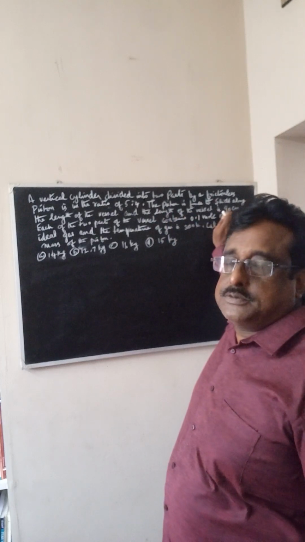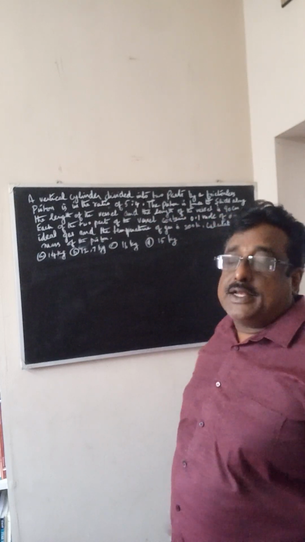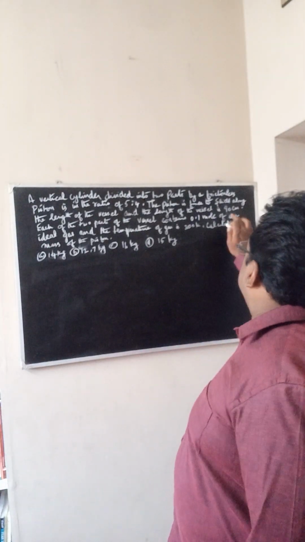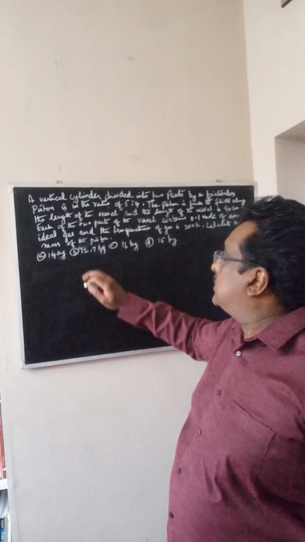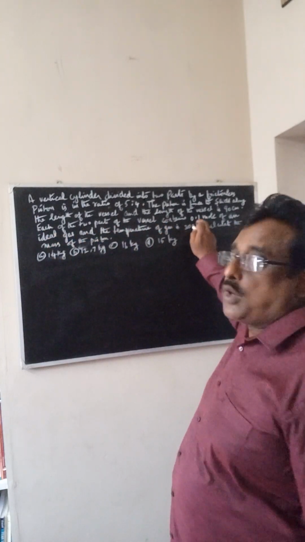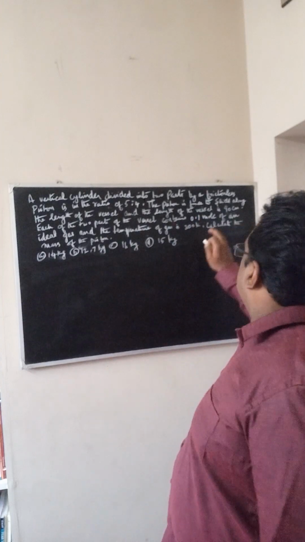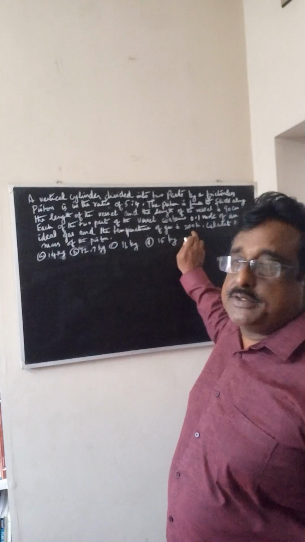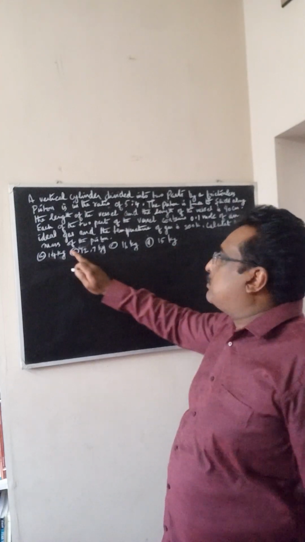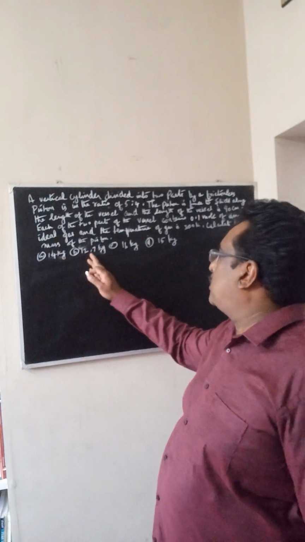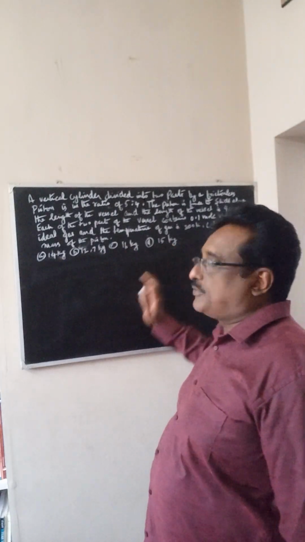centimeter. 90 centimeter means 0.9 meters. Each of the two parts of the vessel contains 0.1 mole of an ideal gas and the temperature of the gas is 300 Kelvin. Calculate the mass of the piston. The options are 14 kg, 12.7 kg, 16 kg, 15 kg.